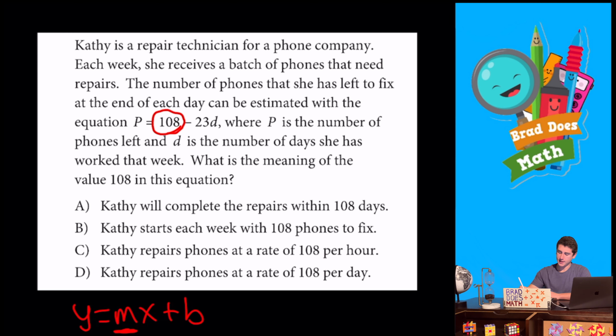And then the number hanging out by himself, that's your y-intercept. So in this case, they ask us the meaning of the y-intercept, the 108. We should look for our y-intercept keywords, which are starting point or initial value. I can see that we have the word starts with 108 in answer choice B, which is the answer. So I can eliminate C and D rather easily because they have the word rate, which we know goes with slope. And A, Kathy will complete the repairs within 108 days now. We see that keyword, so we pick it and we don't look back.